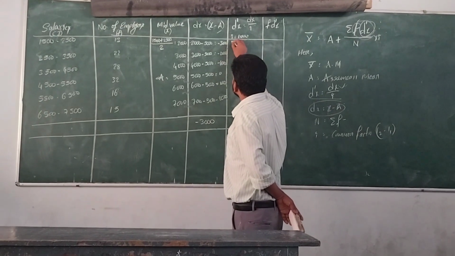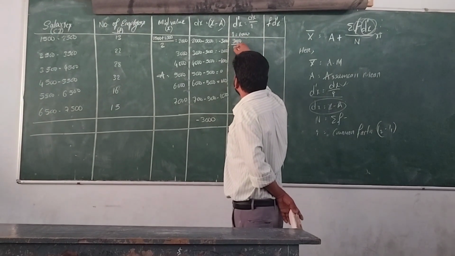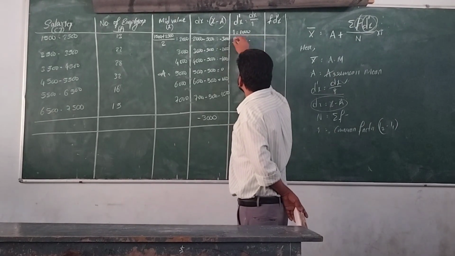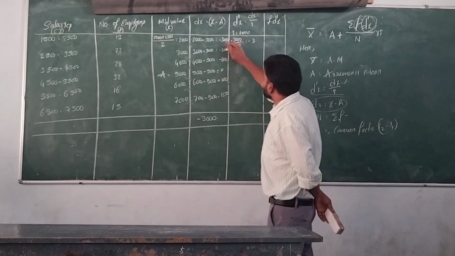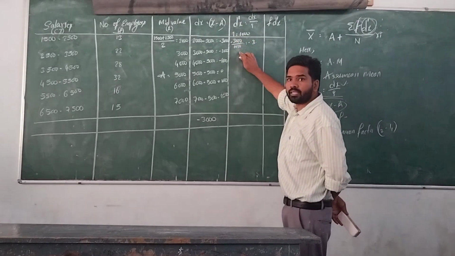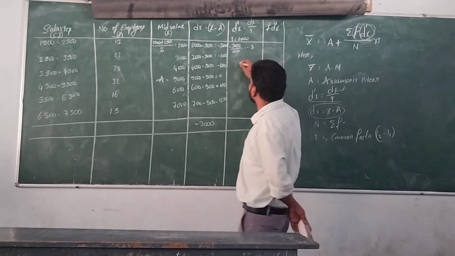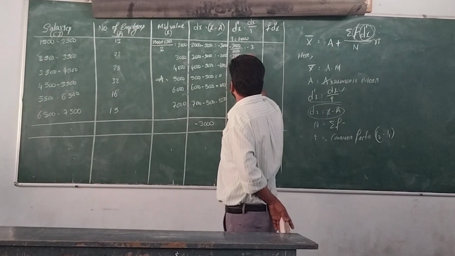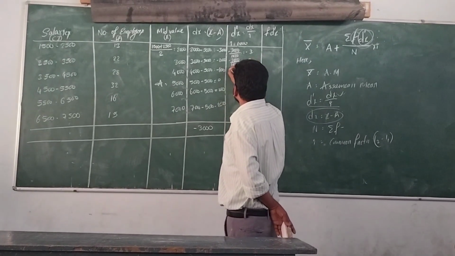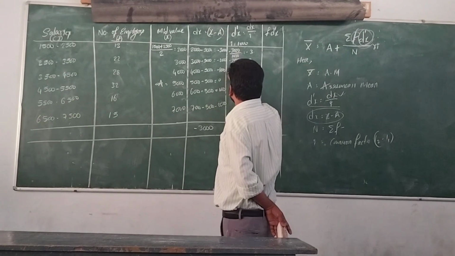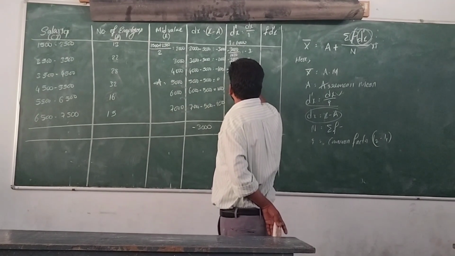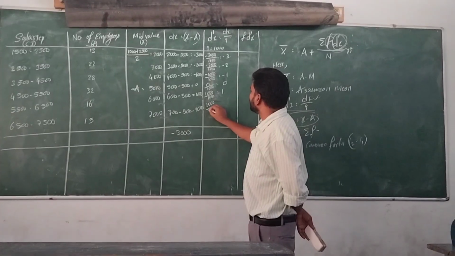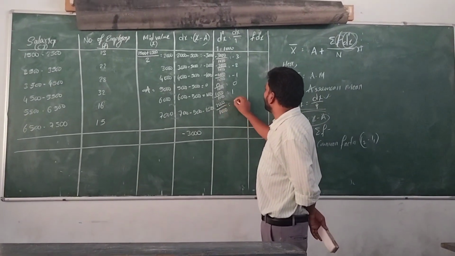The deviation minus 3000 divided by 1000. What's the value? Minus 3. Why? Because minus 3000 divided by 1000, you get a negative value only. Minus 3. Next, minus 2000 divided by 1000 equals minus 2. Minus 1000 divided by 1000, you get minus 1. Okay, so 1000 divided by 1000 equals 2.